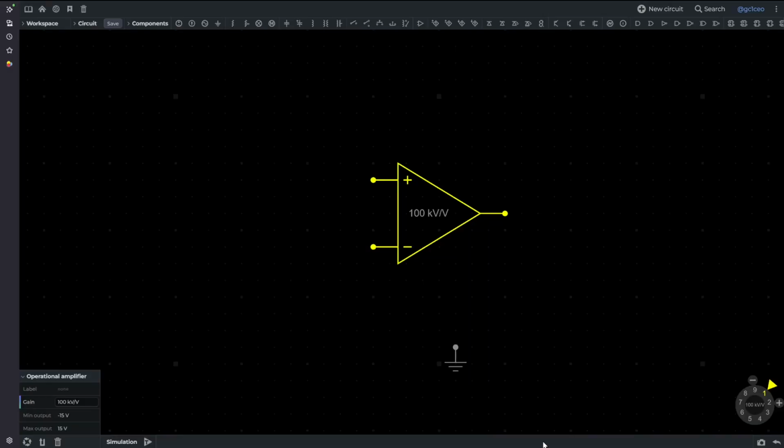Okay, so we're looking at every circuit now, and this is the ideal op amp. There's no positive or negative voltage. Yeah, pretty simple.